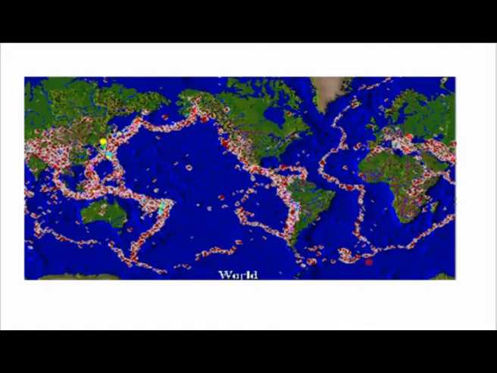Now, how do we know this? This is the whole world, where we have these red points. That is where earthquakes occurred. Whenever an earthquake occurred, it shows the boundaries of different tectonic plates. You could find that out here.